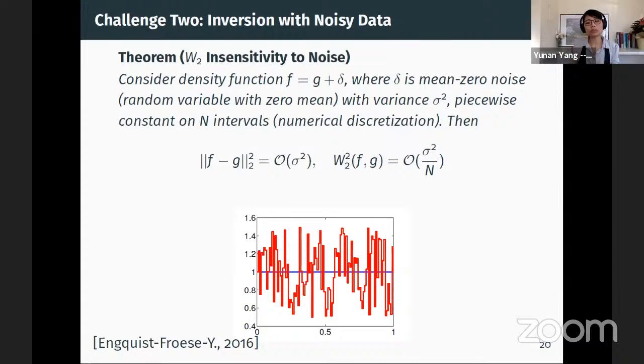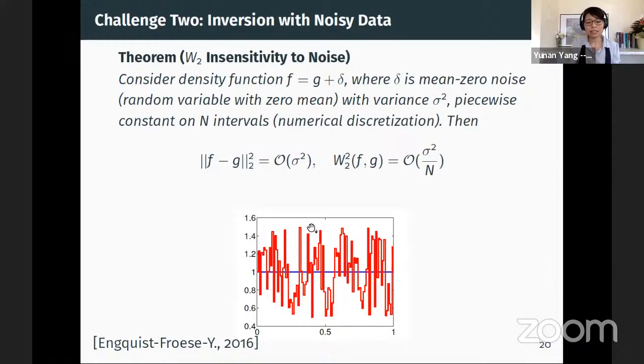And here I want to theoretically justify that the quadratic Wasserstein distance is a better candidate to tackle sensitivity with respect to noise. Here again, G is my clean data, a fixed reference, and F is a noisy version of G plus some additive mean zero noise. And here I assume my variance to be sigma squared, and add the noise in a way that is piecewise constant on this domain or any domain that we assume in the theorem. And N is a parameter that we will use later.